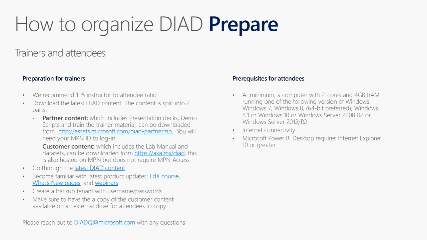The second part is around the trainers and the prerequisites for attendees. So you need to prepare your trainers, and the first thing we recommend is to have a ratio of 1 to 15 instructor to attendee. As I explained earlier, the instructor will go around the class and help the attendees with the hands-on labs, answer their questions. So we find that a ratio of 1 to 15 is a good ratio to enable the instructor to attend to all the attendees' questions.